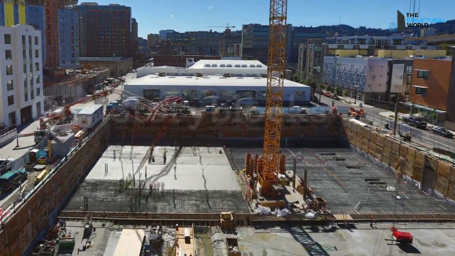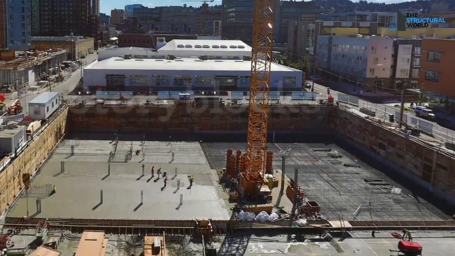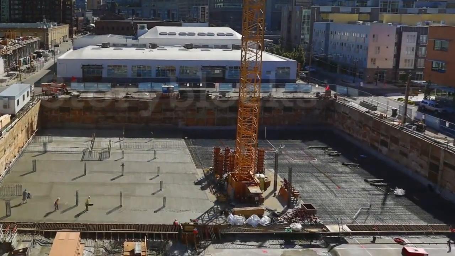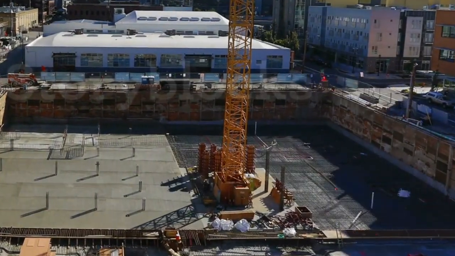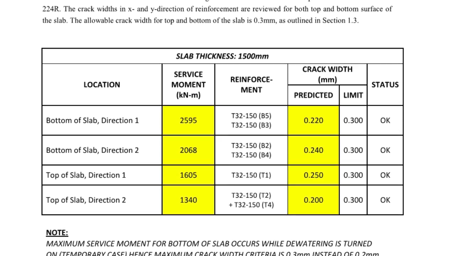The crack widths in X and Y direction of reinforcement are reviewed for the top and bottom surface of the foundation. The allowable crack width for the top and bottom of the foundations is 0.3 mm as outlined in section 1.3.